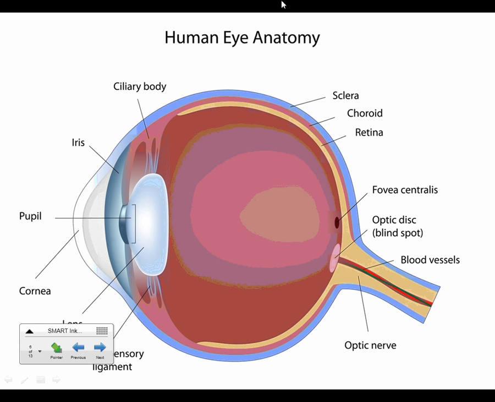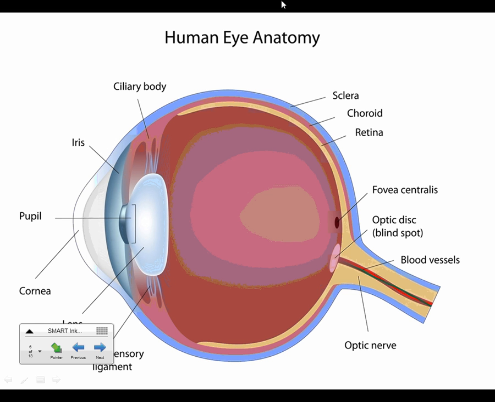This is the ciliary body. These are muscles that can squish down the lens and give it a shorter focal length, or stretch it out and give it a longer focal length for looking at things that are far away. And then back here we have the detection part. These are the three sections: the sclera, the choroid, and the retina. The retina is mostly on the back of the eyeball, and this detects the light.